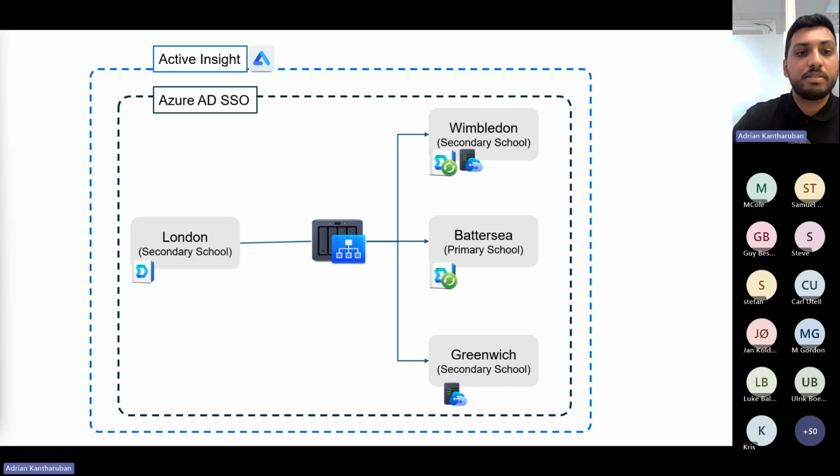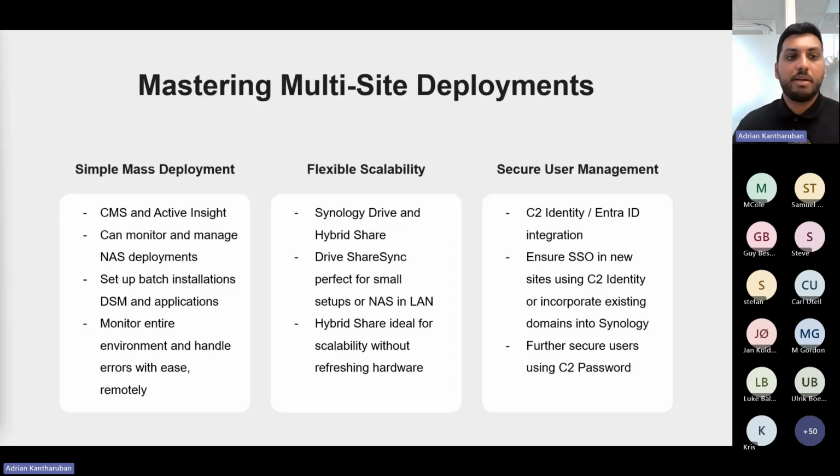Obviously, with multi-site deployments, there are other things to consider, but do you see how we can easily set up a simple mass deployment? These are just summary points of what we went through today: CMS, Active Insight, Synology Drive Share Sync, as well as Hybrid Share, and finally C2 Identity and Azure AD as well.